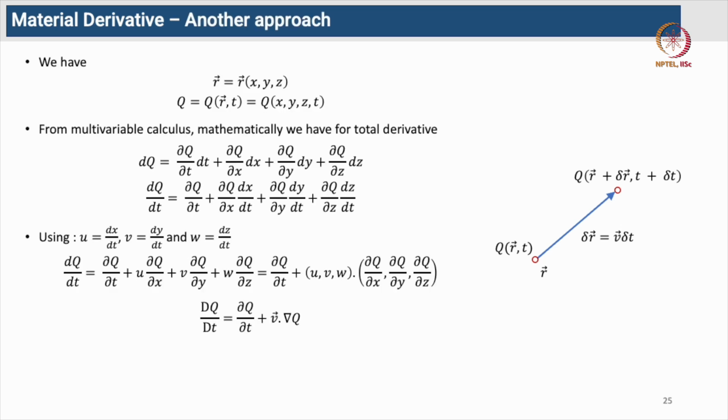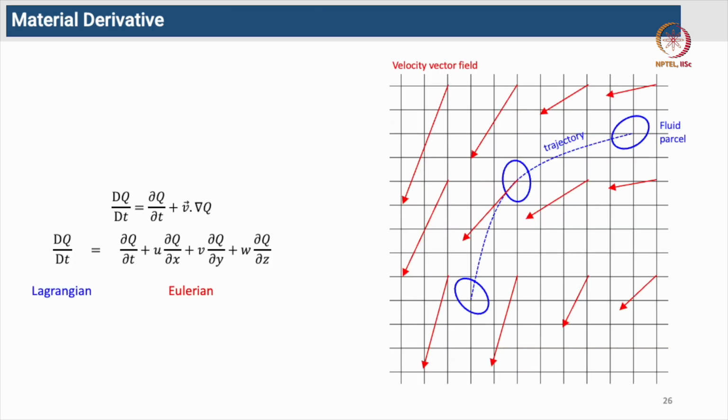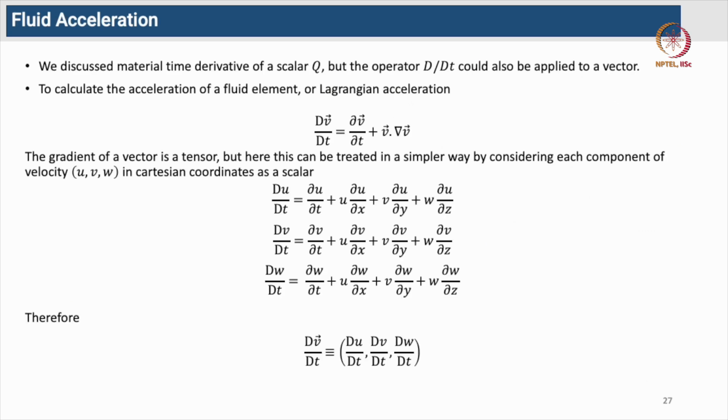So, there are other approaches using multivariate calculus. We can also show the total derivative, okay? And these are different ways of showing how the material derivative works. So this part is Lagrangian and this part is therefore Eulerian. So this is the Lagrangian fluid parcel, and this is the corresponding Eulerian field representation. This is also how to visualize the material derivative.